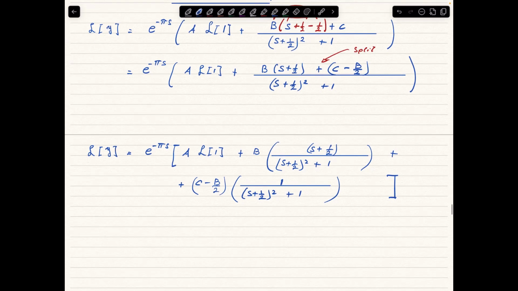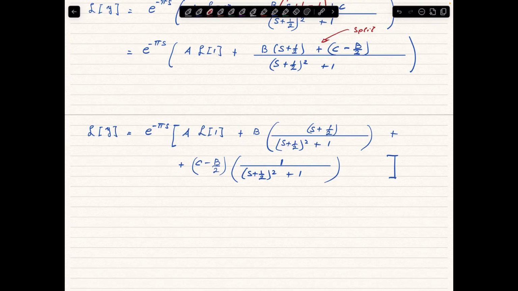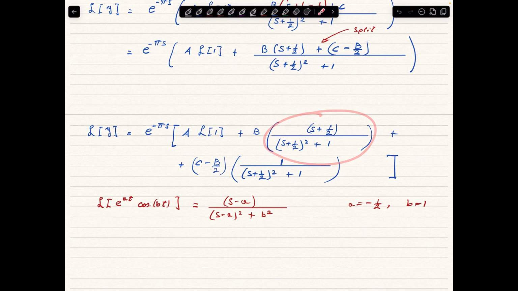Okay, but now we use our Laplace transform table, and we realize that in that table the Laplace transform of exponential at cosine bt is exactly what we have here, is s minus a, and down here is (s minus a) squared plus b squared. So if we choose a to be negative 1/2 and b to be 1, well, that is what we have here.